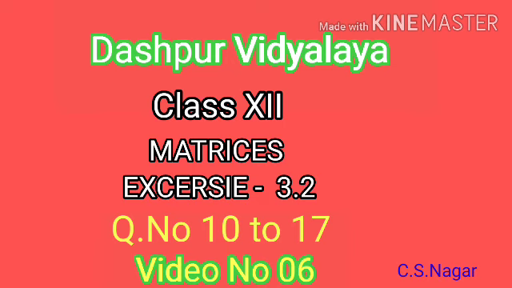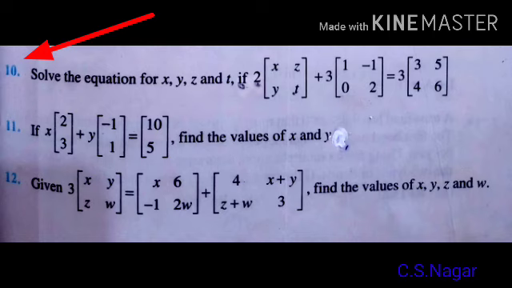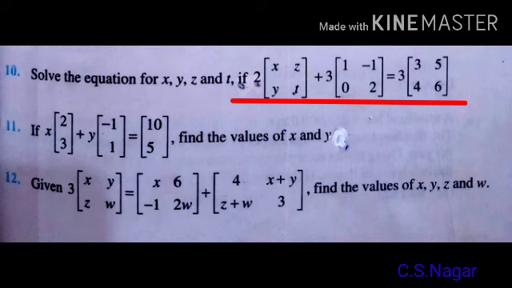So let's see what is question number 10. Solve the equation for x, y, z and t if 2 times the matrix [x, y; z, t] plus 3 times the matrix [1, 0; -1, 2] is equal to 3 times the matrix [3, 4; 5, 6]. So it is a very simple question. Let's take this question as homework.